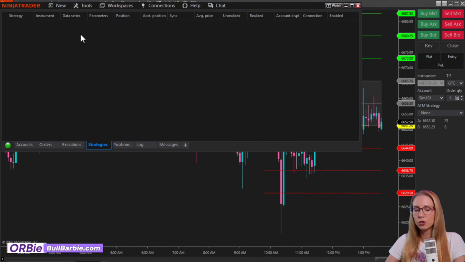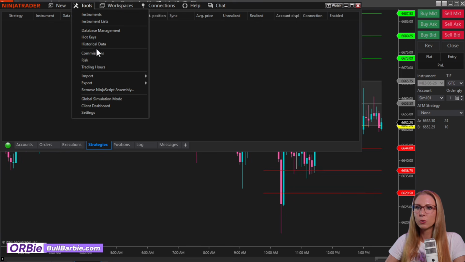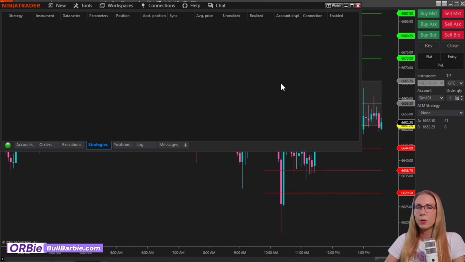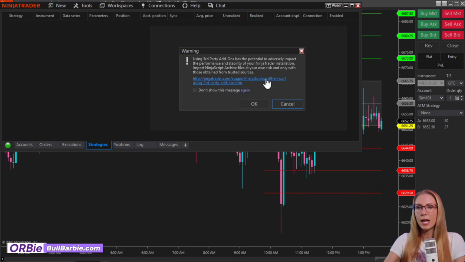All right, ORBie is for NinjaTrader, and if you've never added an indicator or a strategy or anything to NinjaTrader before, what you'll do is go to your main account window and go to Tools, Import, and then NinjaScript Addon, and you can step through the process there, find the file, and import it. If you have never imported a strategy before, you'll probably get a little pop-up. I'll show you a screenshot of what that looks like, where it's asking you if it's okay to import the third-party script.